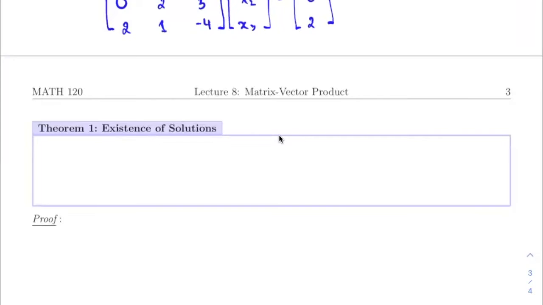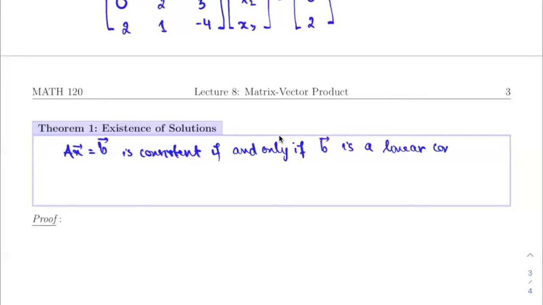So the theorem is: AX equal to B is consistent. Again, a system is consistent when it has either a unique solution, exactly one solution, or infinitely many solutions. So the system is consistent if and only if the vector B, or the constant vector, is a linear combination of column vectors of A.